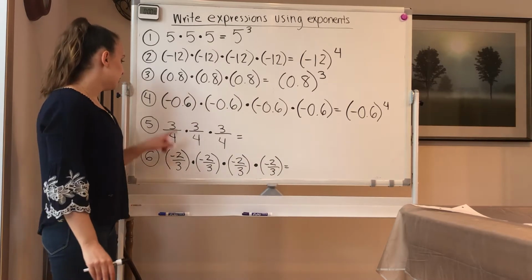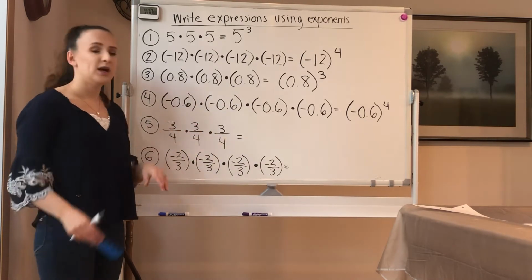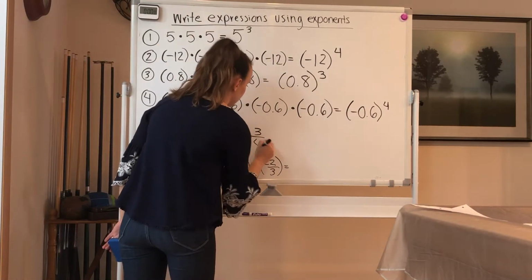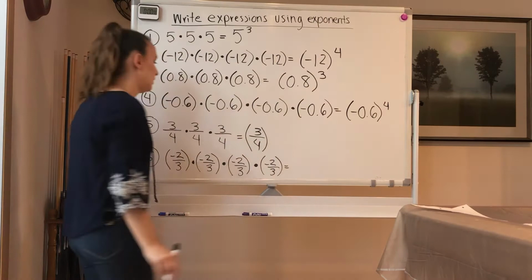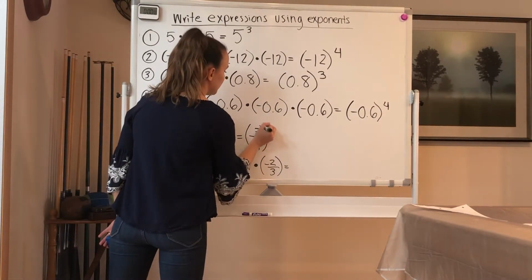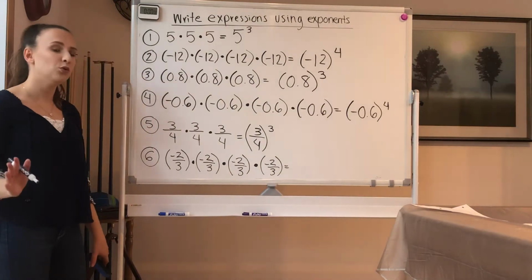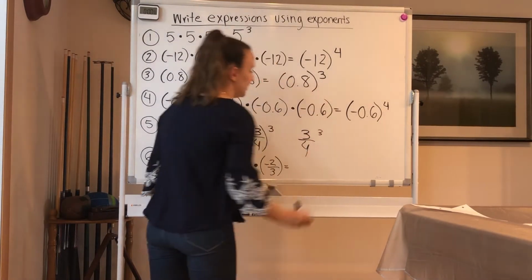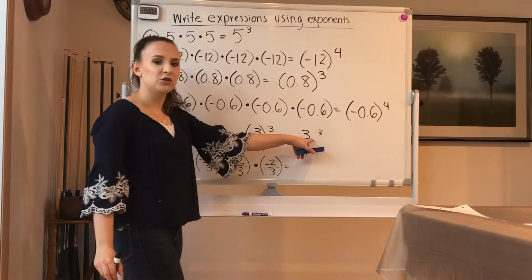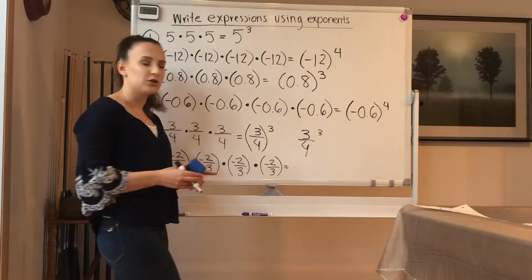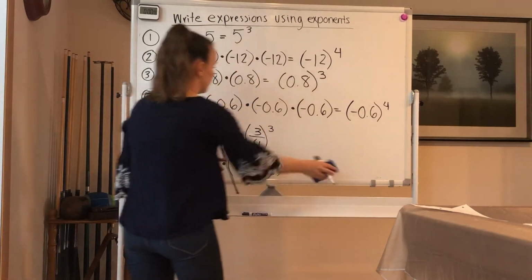Next, 3 to the fourth times 3 to the fourth times 3 to the fourth. Our base is 3 to the fourth. And we have 1, 2, 3 of them. Make sure you put this in parentheses because if you don't, it's going to look like you're just cubing the 3 and you're not cubing the 4. Remember, this cube distributes to the 3 and the 4. So you need to make sure that's in parentheses.